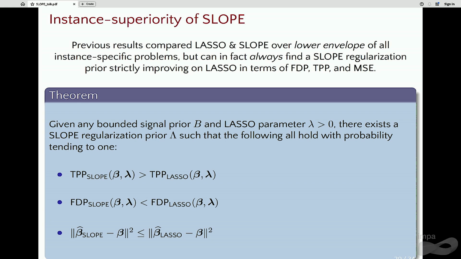So, before when we were looking at the curves, we were kind of optimizing over the prior distributions, and this says that if you fix the prior distribution, then there's always a slope sequence that will outperform.